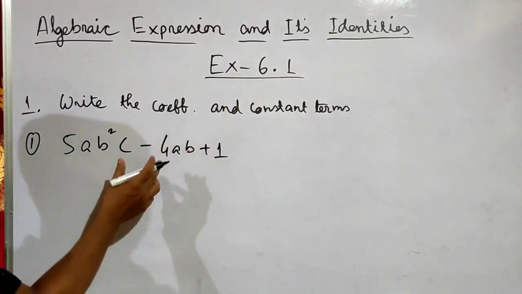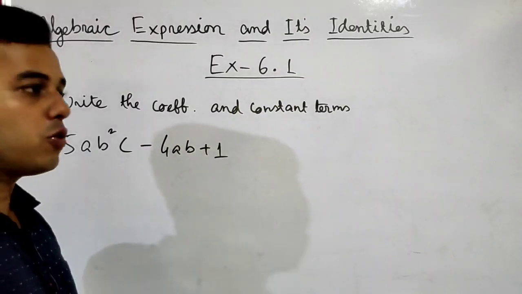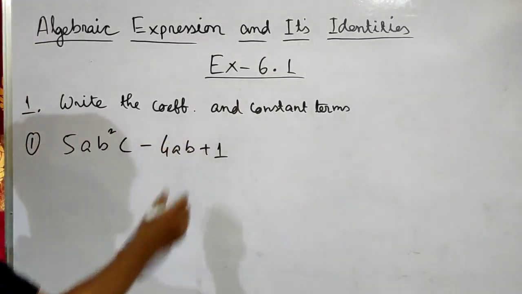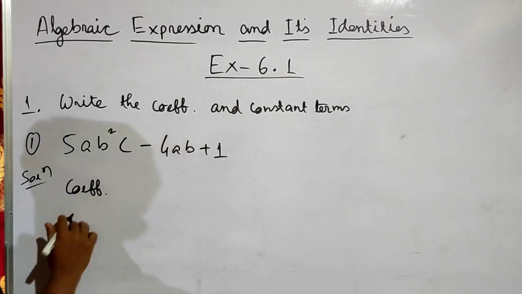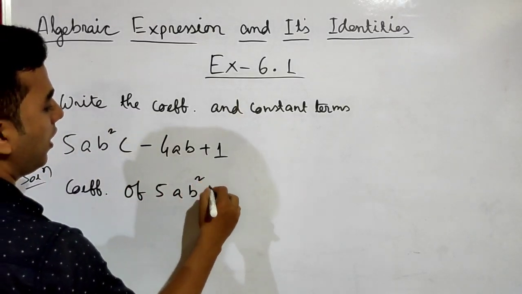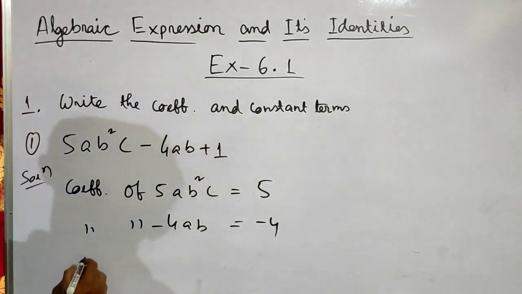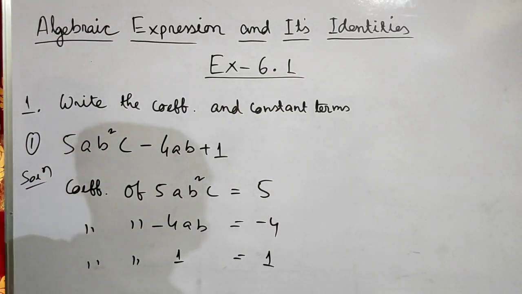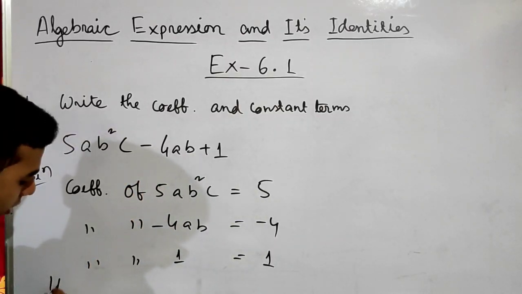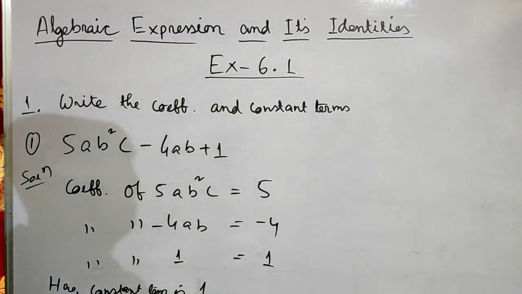Clear? Okay, so let's first find out the constant term. Very easy. Here, which one is the constant term? 1, isn't it? Because this value will never change. Clear? Okay, so now let's find out the coefficient. Solution now. Coefficient of 5ab square c equals 5. Coefficient of minus 4ab equals minus 4. Then coefficient of 1 equals 1. Clear? So this is how we can find out the coefficient. Now the constant term. So we'll write here, constant term is 1.